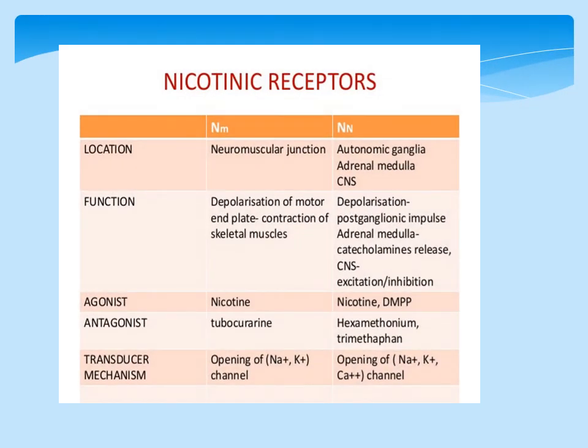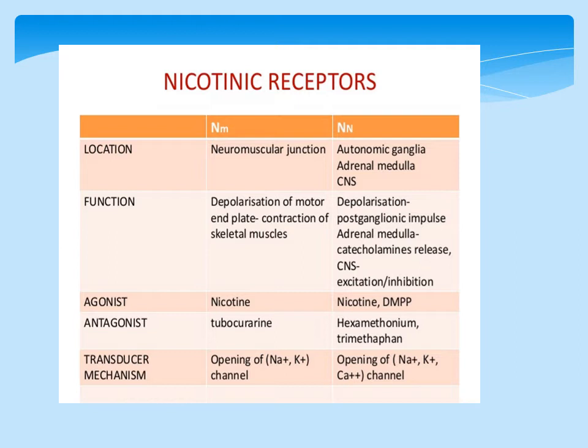Then the nicotinic receptor. There are two types of nicotinic receptor, NM receptor and NN receptor. NM is the neuromuscular receptor, present at the neuromuscular junction, and NN receptor is present in autonomic ganglia, adrenal medulla, and CNS. The functions are different. NM receptor causes depolarization of the motor end plate and contraction of skeletal muscle. And NN receptor also causes depolarization and a postganglionic impulse. In the adrenal medulla it causes catecholamine release, but in the CNS it causes excitation or inhibition.